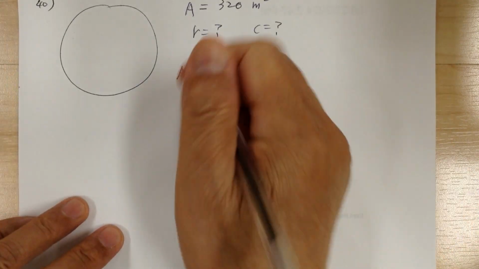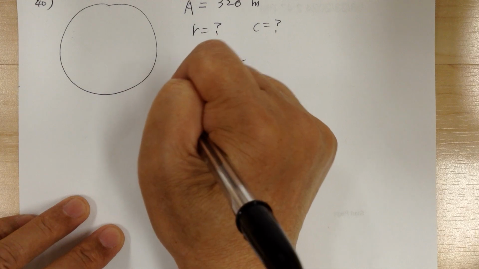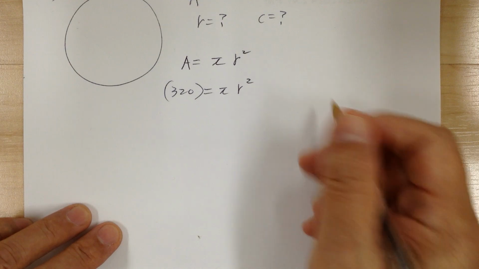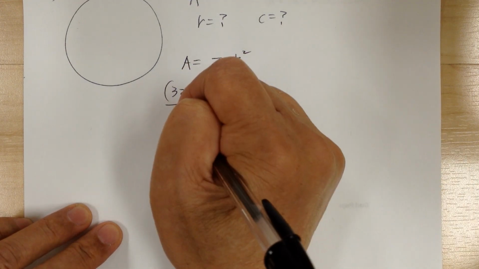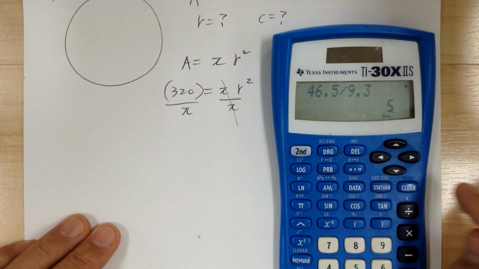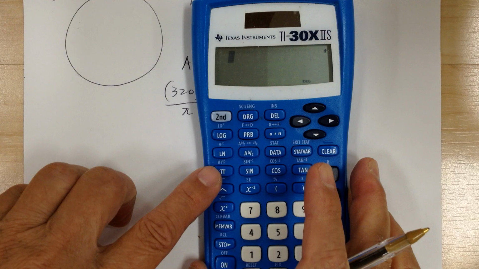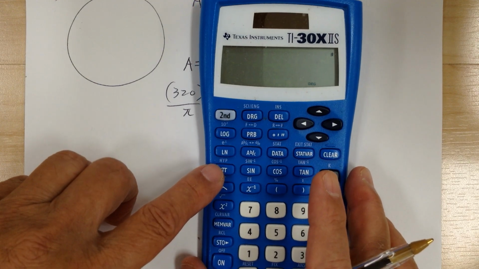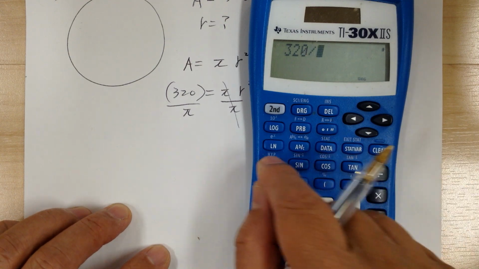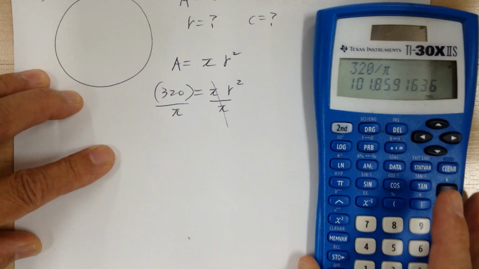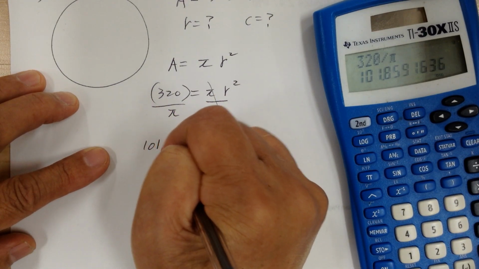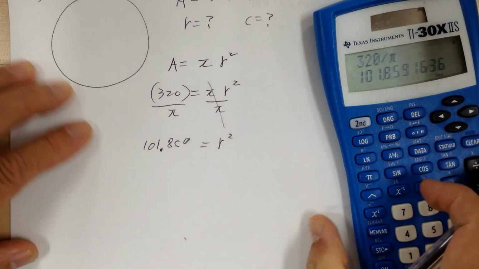Okay, let's substitute. So area is 320 equals pi r squared. I'm going to divide by pi on both sides. So this will cancel out. Now there's a pi button on the calculator. Don't use 3.14. Just use the pi on the calculator. It gives you a little bit more accuracy. So 320 divided by pi equals. So r squared equals 101.859.